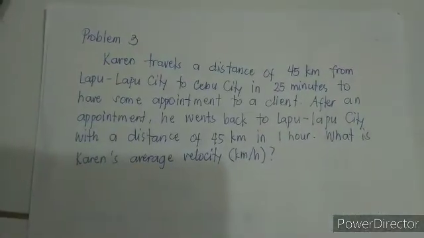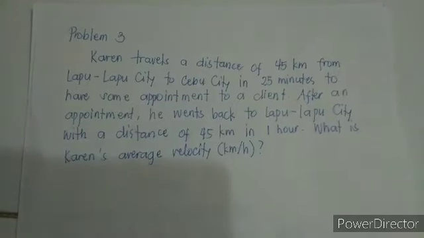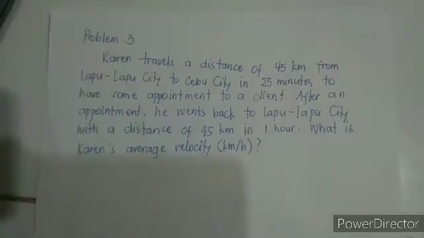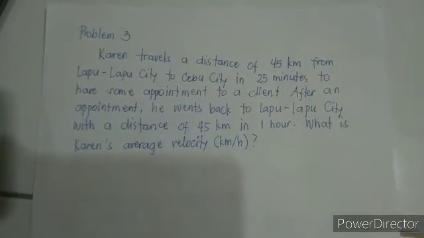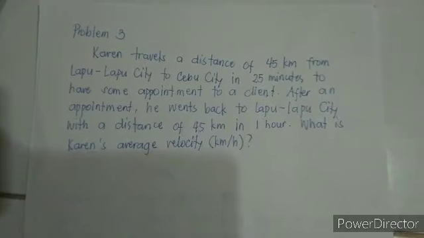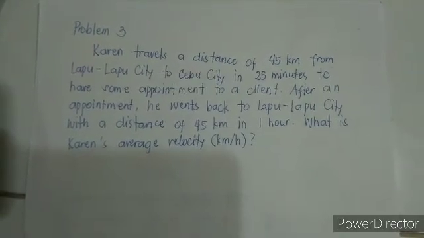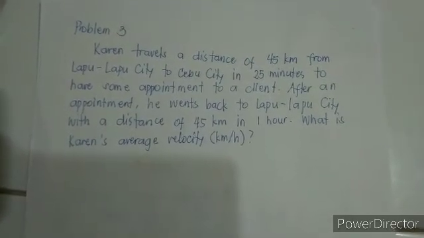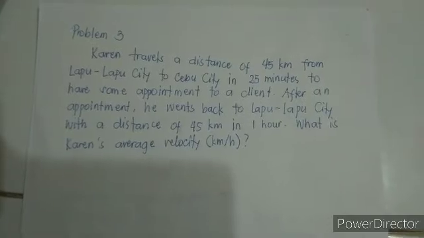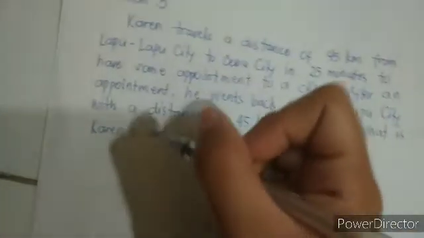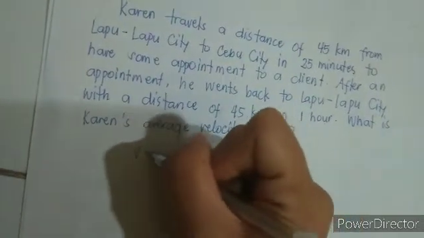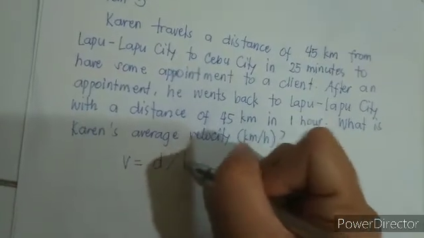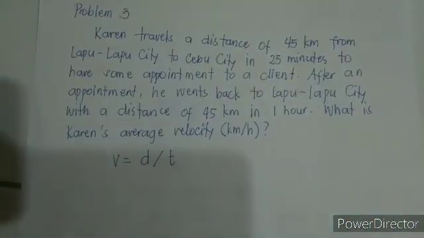Last but not least is problem number 3 for the velocity. Current travels a distance of 45 kilometers from Lapu-Lapu City to Cebu City in 25 minutes to have an appointment with a client. After the appointment, he went back to Lapu-Lapu City, a distance of 45 kilometers, in 1 hour. What is Current's average velocity in kilometers per hour? So the formula of the velocity is V is equal to displacement divided by time. So let's determine first the displacement.